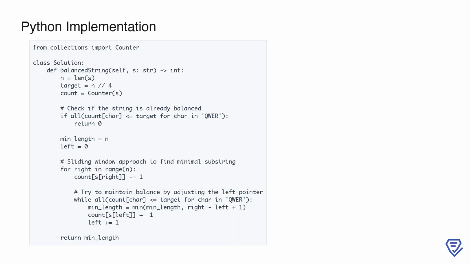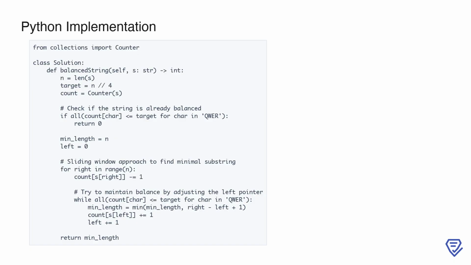This Python solution implements the sliding window technique to solve the replace the substring for balanced string problem efficiently. Here's a breakdown. 1. Initialization. The string length n is determined and the target count for each character, Q, W, E, R, is calculated as n//4. A Counter object is used to track the frequency of each character in the string. 2. Early exit. If the string is already balanced, i.e., all character counts are less than or equal to the target, the function immediately returns 0 as no replacement is needed.